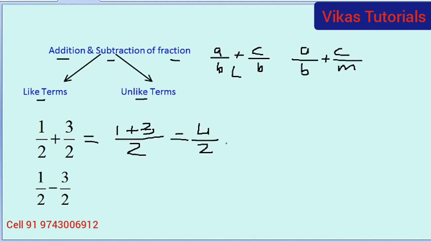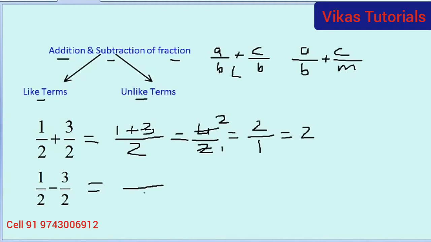Now 4 and 2 are both multiples of 2, so we will simplify it. 2 2s are 4 and 2 1s are 2. So the answer becomes 2 upon 1, which can be written as 2. So the answer is 2. Now the next example is 1 by 2 minus 3 by 2.